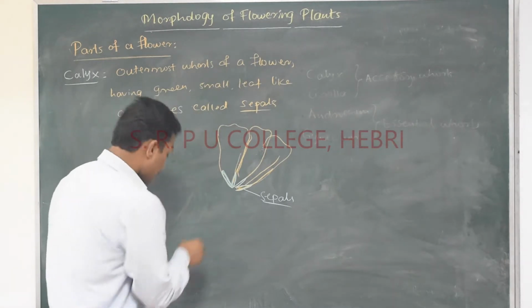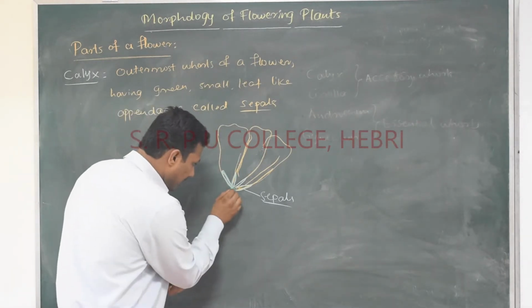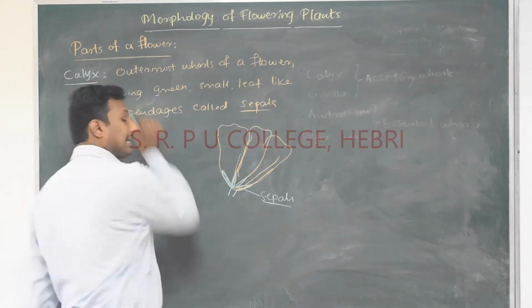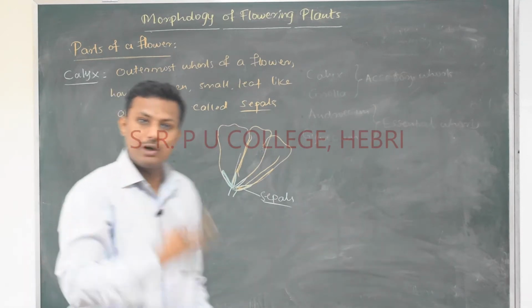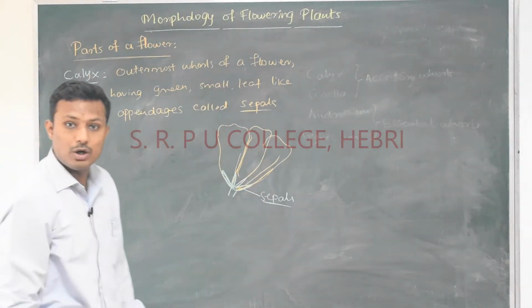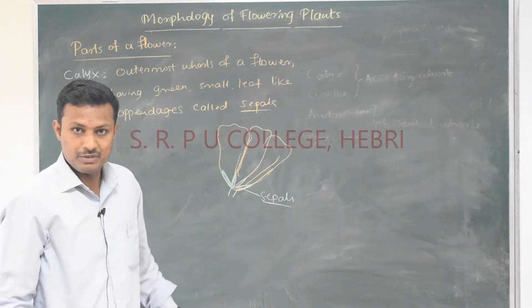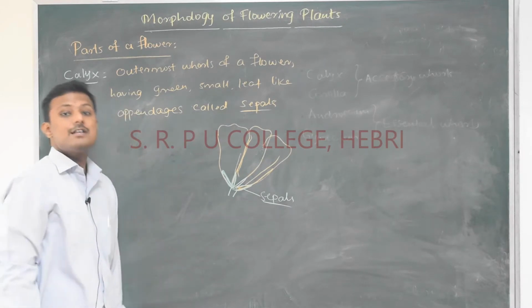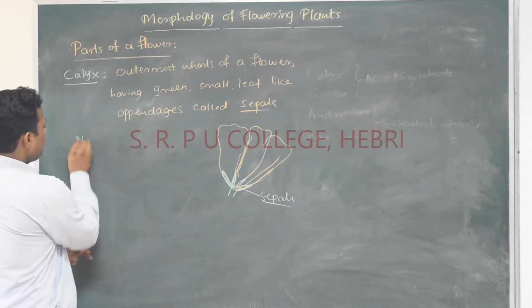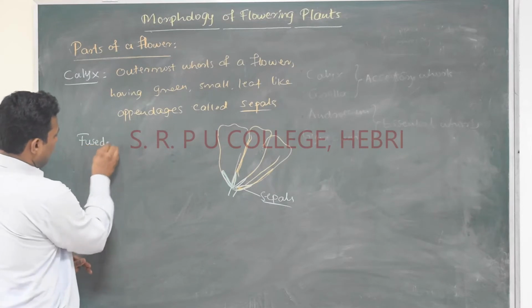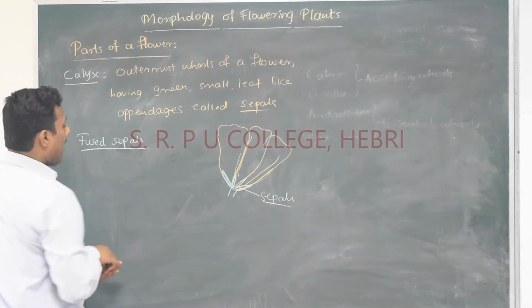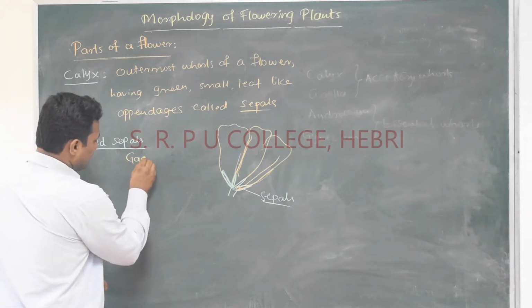Okay, so the total number of sepals, the part which consists of those sepals, will be called as what? Calyx. That whorl is called as calyx. Okay, the appendages of that whorl, they are called as what? They are called as sepals. And these sepals, sometimes they can be fused. Okay, see, fused sepals, they are called as gamosepalous condition.